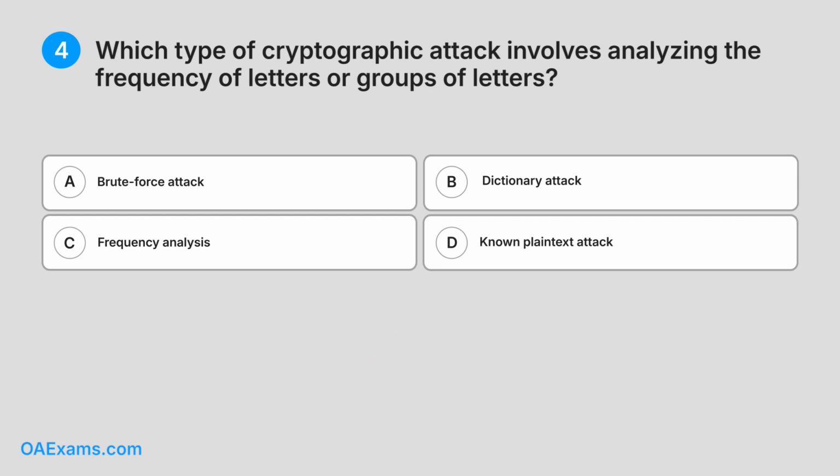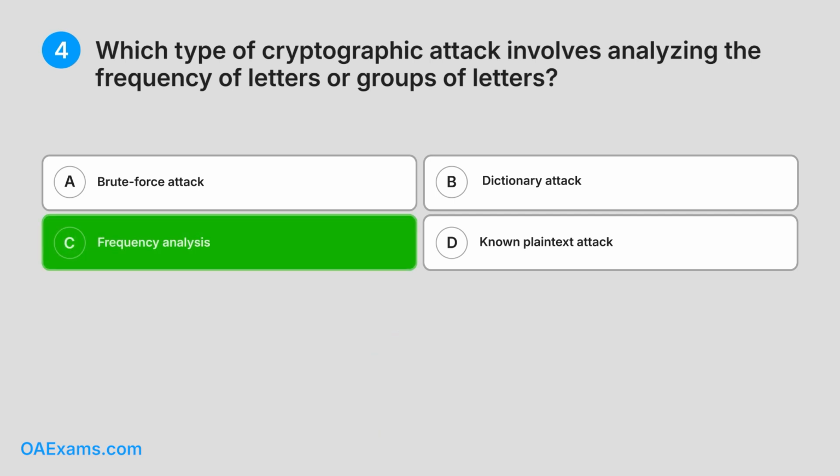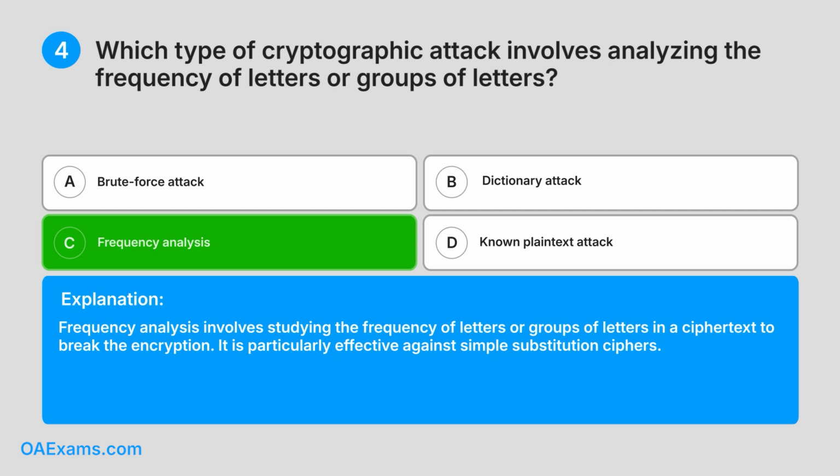Correct answer: C. Frequency analysis. Explanation: Frequency analysis involves studying the frequency of letters or groups of letters in a ciphertext to break the encryption. It is particularly effective against simple substitution ciphers.